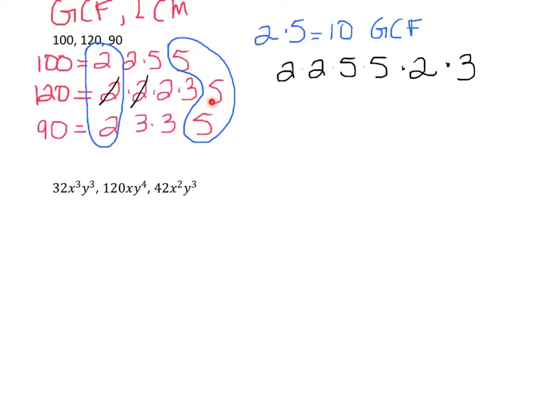And then there's a 5. I've got a single 5 here, which means I can't replace that 1 5. Now I've finished with the factors of 120. I move on to the factors of 90, and I start from the beginning.